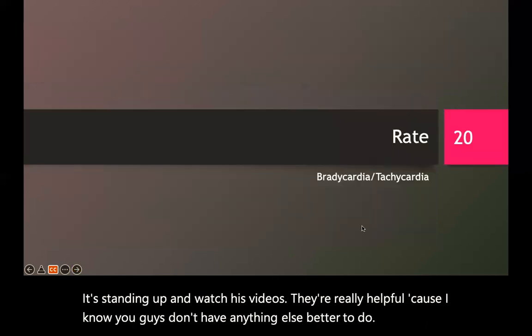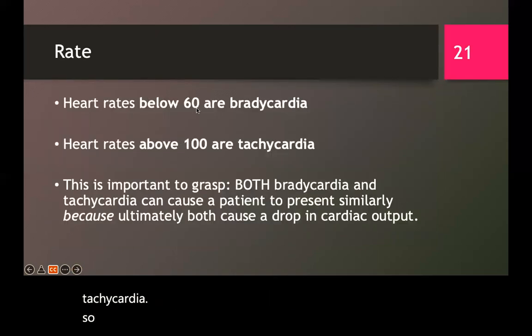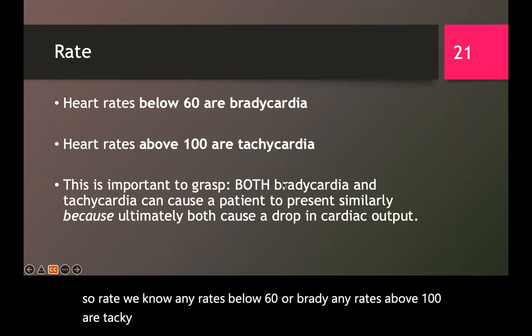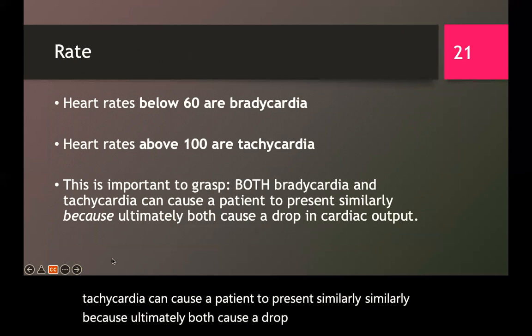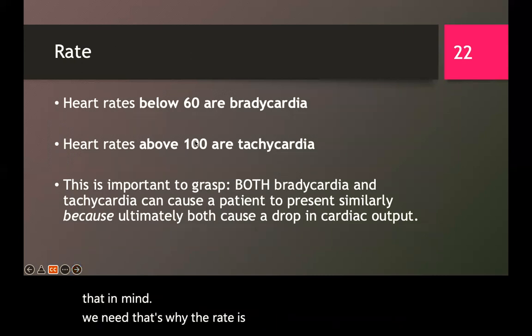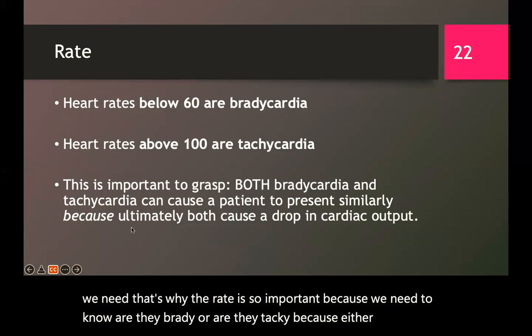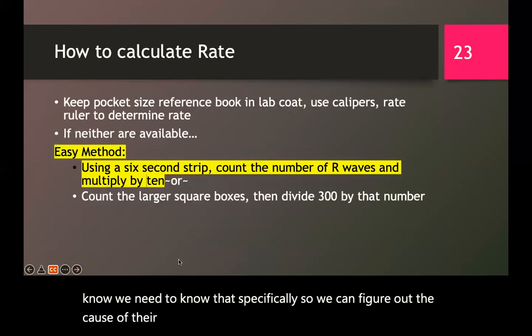And next we're getting into the rate, bradycardia and tachycardia. Okay, so rate, we know any rates below 60 are brady, any rates above 100 are tachy. This is important to grasp because both bradycardia and tachycardia can cause a patient to present similarly because ultimately both cause a drop in cardiac output. So keep that in mind. That's why the rate is so important, because we need to know, are they brady or are they tachy? Because either way, we need to know that specifically so we can figure out the cause of their drop in cardiac output.